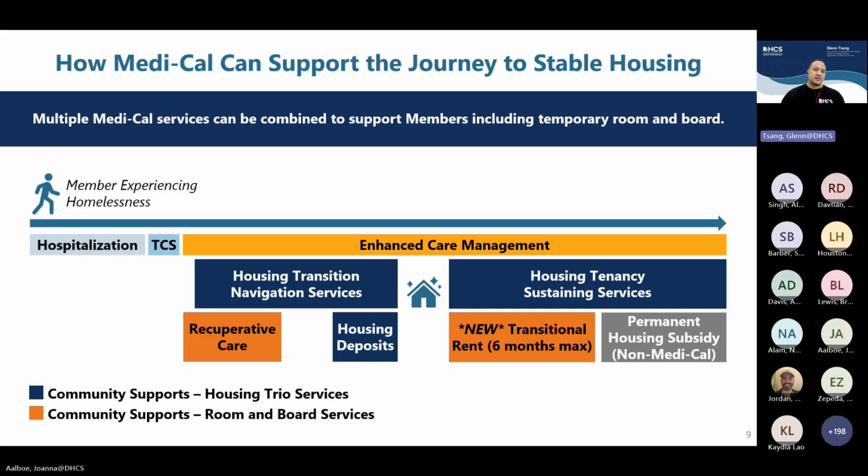So this graphic here is really meant to show how transitional rent is part of a broader package of housing-related services for members. So this serves as an example. Here on this slide is a journey for one hypothetical member that illustrates how DHCS envisions ECM and the various housing-related community supports to work together and be combined to support that member in establishing a pathway to long-term housing stability and affording an opportunity to connect to needed healthcare services that improve an individual's physical and behavioral health and well-being.